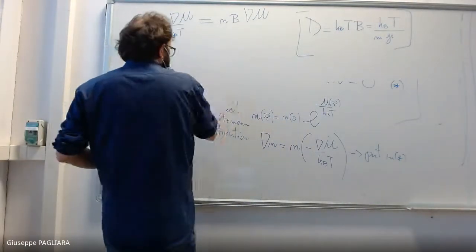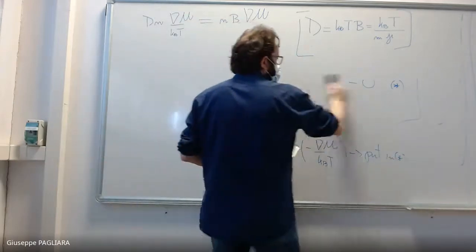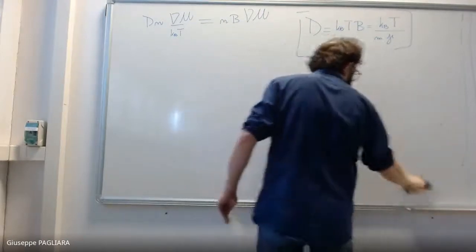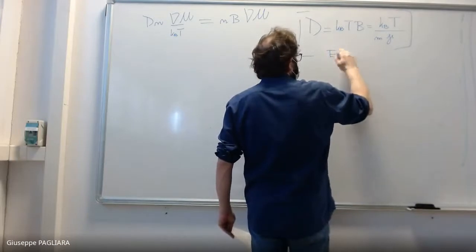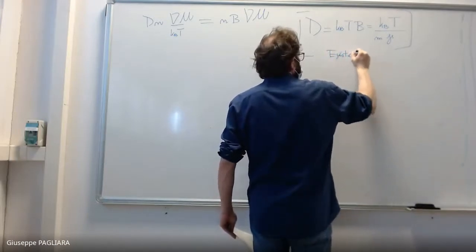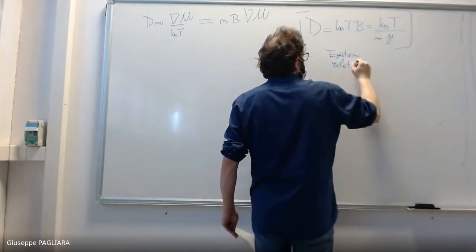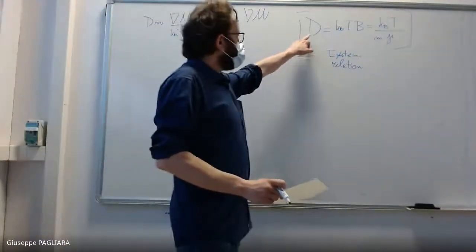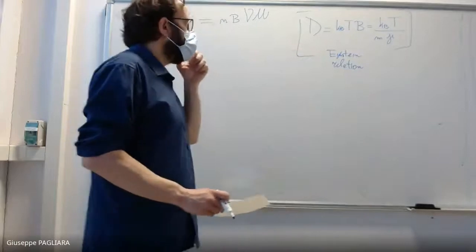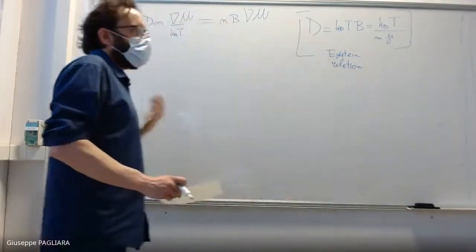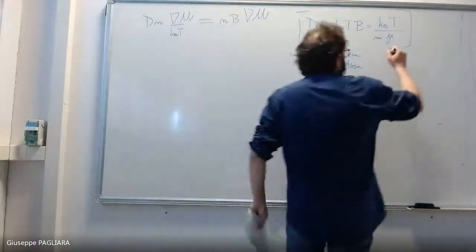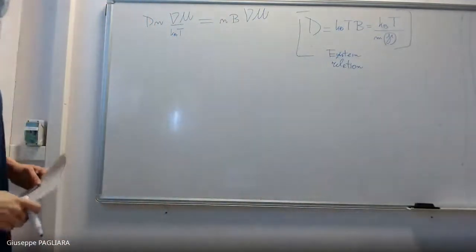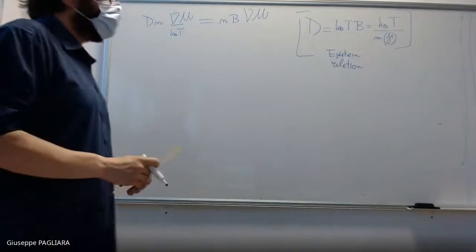Now this relation can be obtained in several ways. This is called the Einstein relation. That, as you see, connects something which is macroscopic, which is the diffusion coefficient, which we introduced in our empirical description of diffusion, and something which is instead, if you want, microscopic, which is this friction, which is due to the interaction of the particles with the other particles.